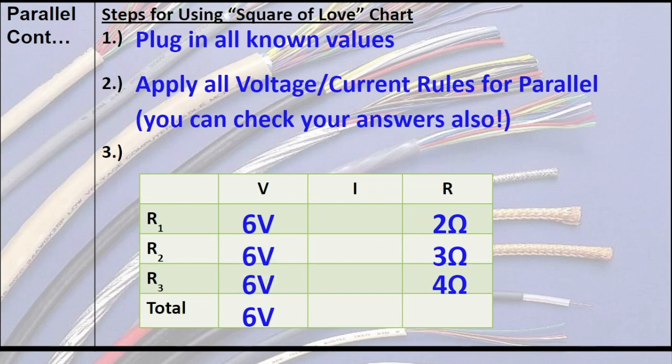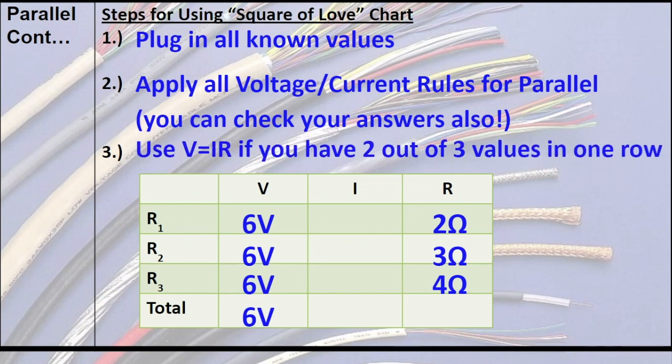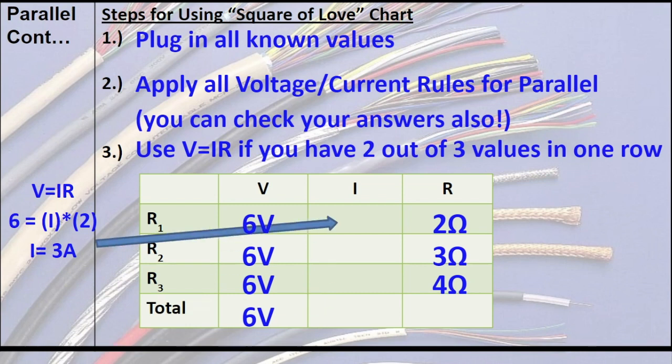Once we have this information, we can use it to solve for current. So when we have 2 out of 3 values in one row, we can just use Ohm's law to solve for the missing value. So the first row there, we have R1, which is 2 ohms, and the voltage through R1, which is 6 volts. Plug that into our equation, 6 equals I times 2, solve for I, and we find out that the current here is 3. We repeat and solve for R2, 6 divided by 3 gives us 2 amps.